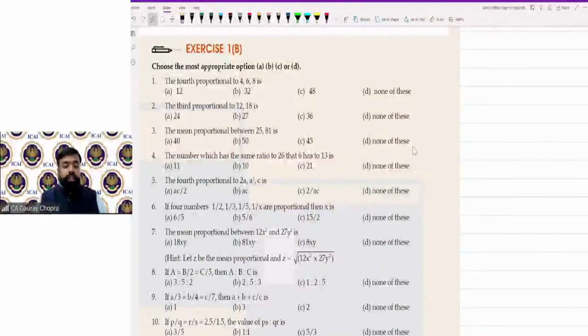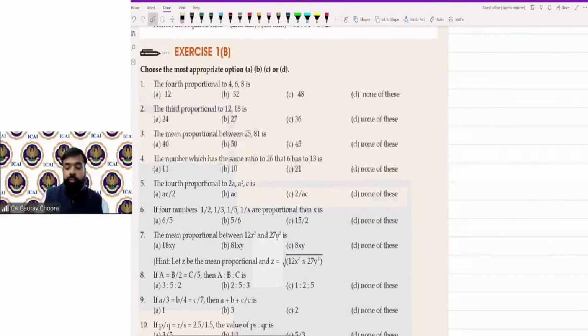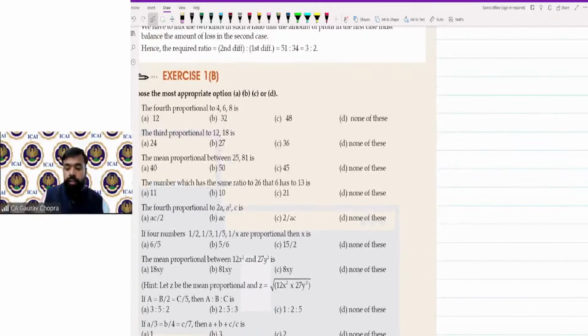So let's move towards the exercise question. Exercise number first B. The fourth proportional to 4, 6, and 8 is. Now the question is talking about the fourth value, so you have to calculate the fourth one. So let us start with the first question. It is 4, 6, 8, and the fourth one is x.